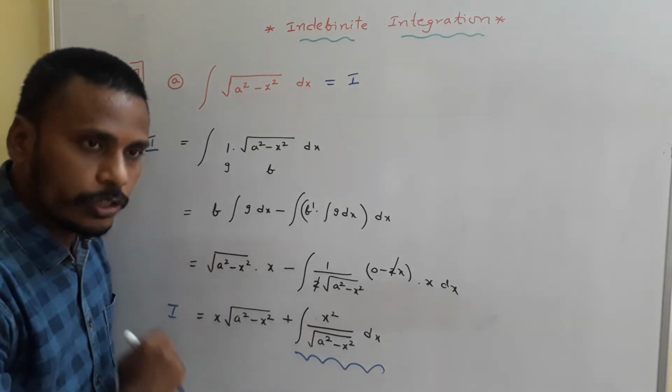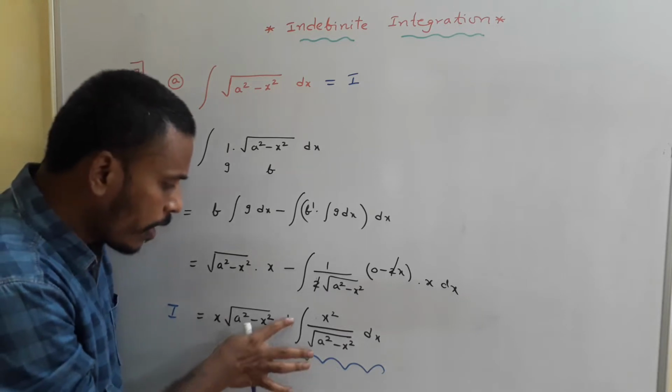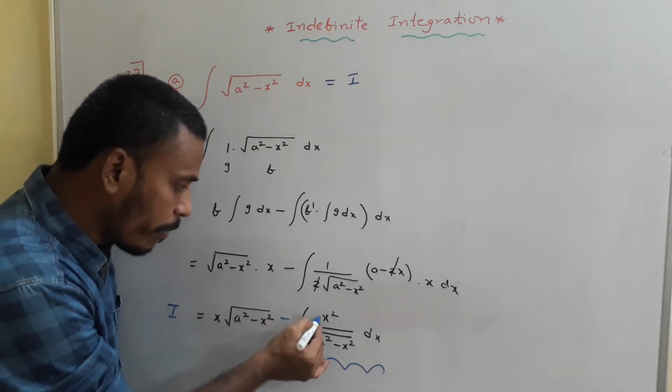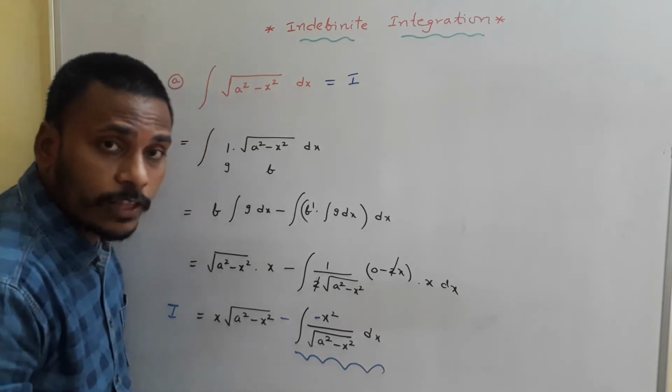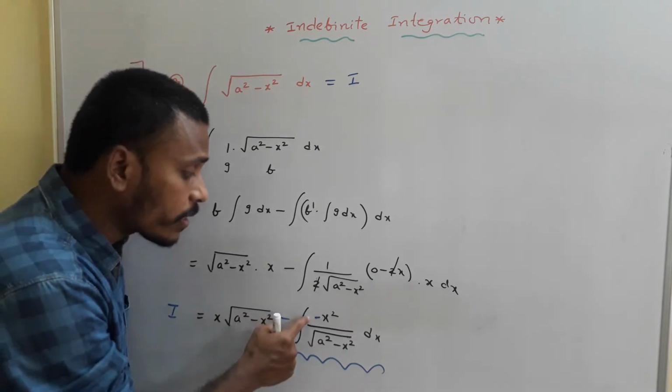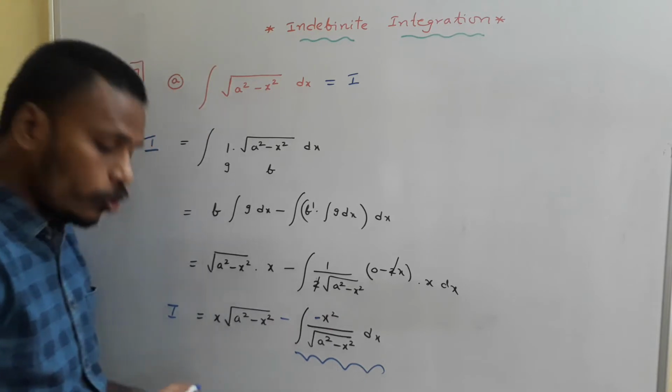For that, what I do is, the first step, I use a minus sign here as well as a minus sign here, and the next step, since I have a square minus x square in the denominator, I will add 1 a square and I will subtract 1 a square in the numerator.